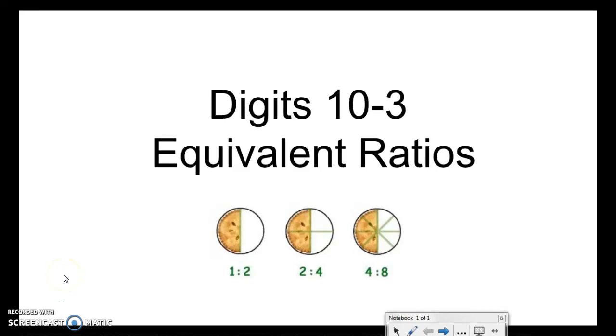Today we're going to be talking about Chapter 10 and Part 3. Yesterday we dove a little bit into equivalent ratios, and we're going to get a little bit deeper as this unit progresses. So let's talk about the equivalent ratios.